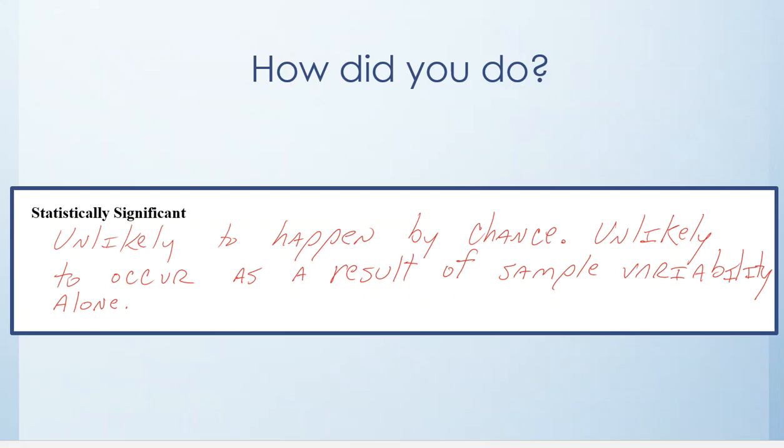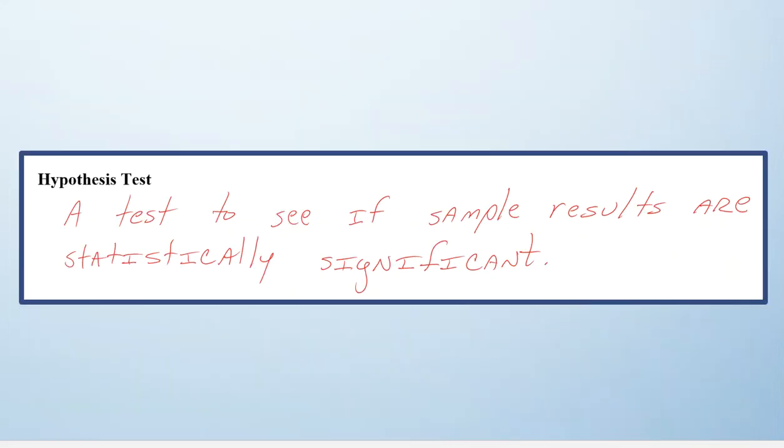All right, so we have used this term quite a bit. Statistically significant, we know, means that something is unlikely to happen by chance, or it's unlikely to occur as the result of just sampling variability alone. The next vocabulary word that we're going to talk about is hypothesis test, and it is a test that we use to see if our sample results are statistically significant.